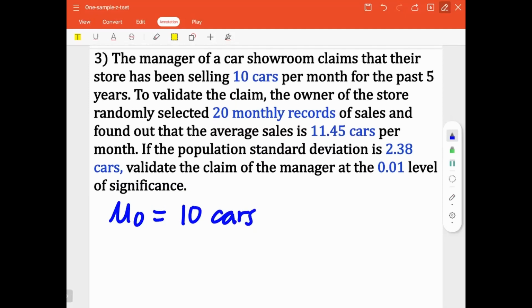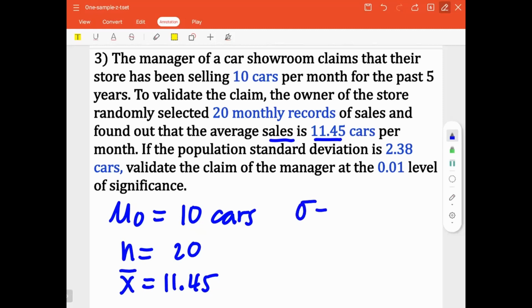And 20 monthly records will be what? The sample size. So that will be 20. And based on the sample, according to the problem, it was found out that the average sales is 11.45 cars. So that will be the sample mean, no? 11.45 cars, okay? It says, if the population standard deviation is 2.38, so this is sigma, 2.38, validate the claim of the manager at the 0.01 level of significance. So our alpha here is 0.01, right?